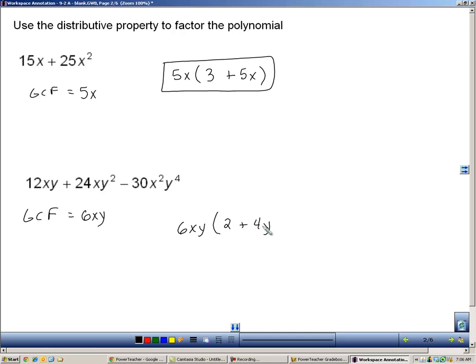The x was already out, and then I pulled one of the y's out, leaving one of them behind. And then here, minus 5xy cubed, because negative 5 and 6 is negative 30. I pulled one of the x's out, leaving one behind, and I pulled one y out, leaving 3 behind. That's how you factor using the distributive property.